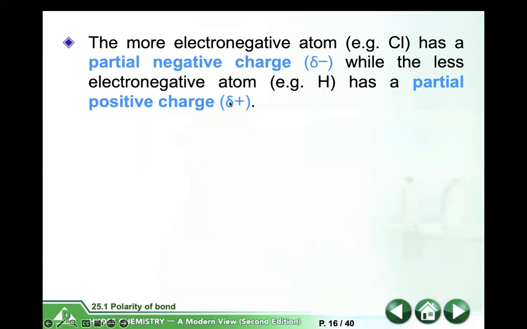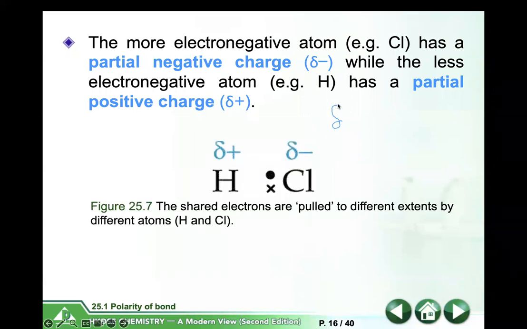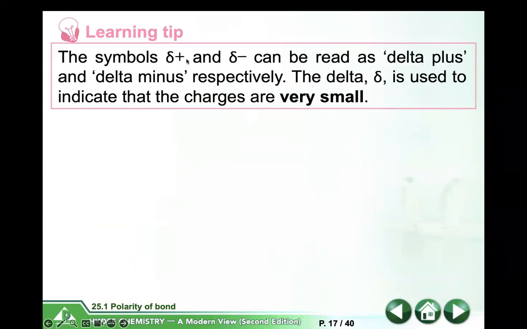We will use the sign delta. It's just like drawing a symbol this way. So we assign the delta positive to the less electronegative element, which is hydrogen, while chlorine, which is more electronegative, we assign delta negative. So the covalent bond is said to be polar. We say delta plus or delta minus, respectively.